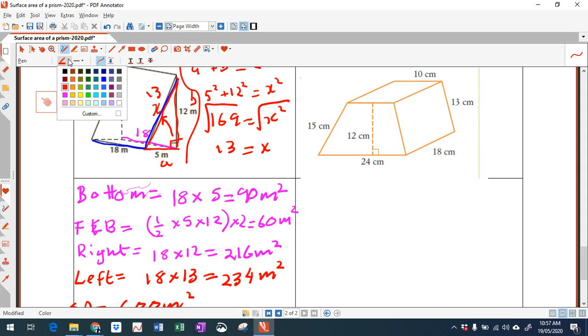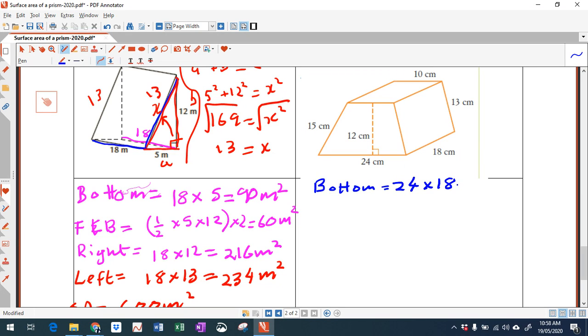Now, last of all, we're going to look at the trapezoidal prism here. So we'll start off with the easy parts first. We'll do the bottom. Bottom is just 24 times 18. 24 times 18 is equal to 432 centimeters squared.